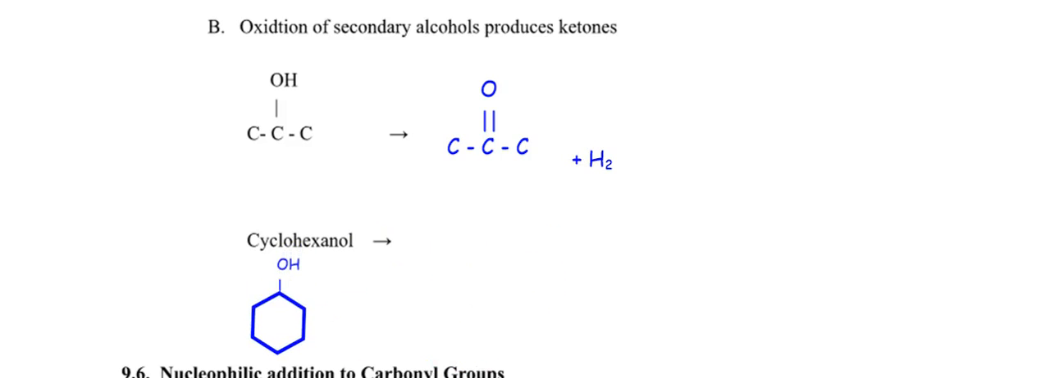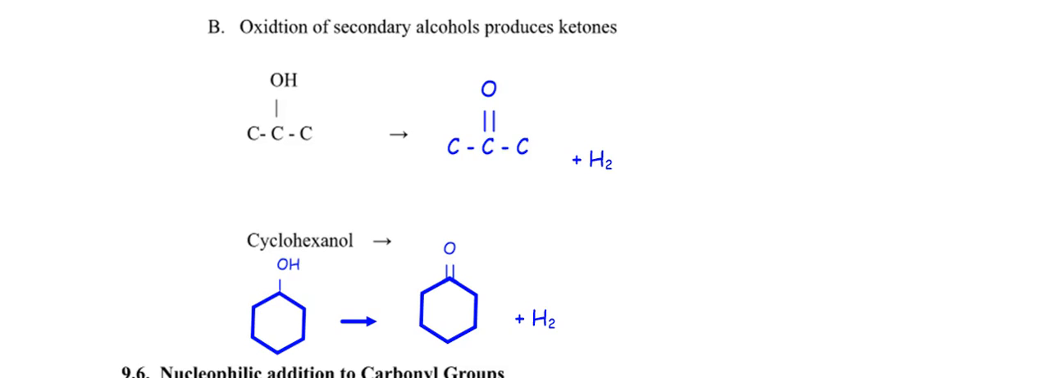Cyclohexanol looks like this. I'll put it over here. All right, what are you going to make? Take a wild stab. You're going to make cyclohexanone and hydrogen. So my question is, why don't we have the letter C here of oxidation of tertiary alcohols producing ketones or whatever?